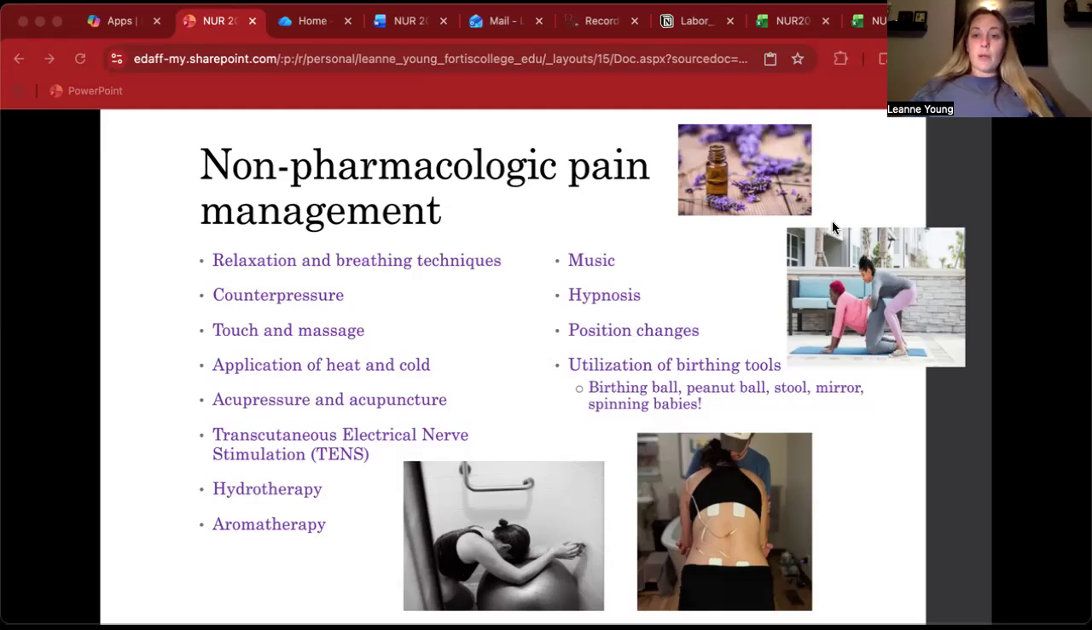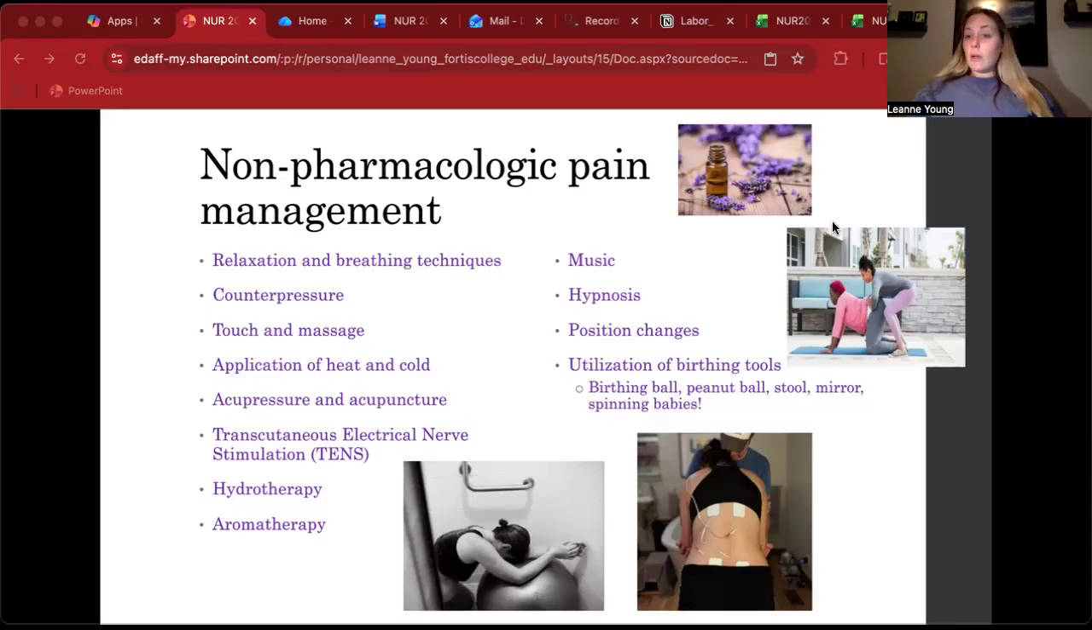Music, hypnosis. Sometimes women will do what we call a hypnobirth. I don't know if you guys have seen any literature about this, but hypnobirthing would just be when mom's basically meditating during labor. Okay. Position changes. This is huge. We need to be able to help our moms into whatever position they want to be in for their labor and for their delivery.